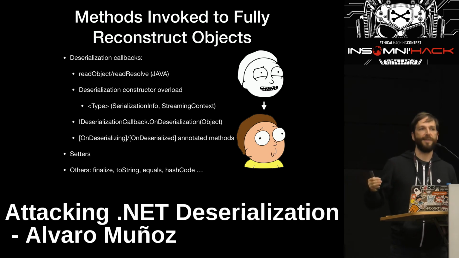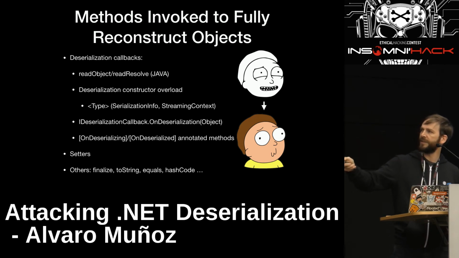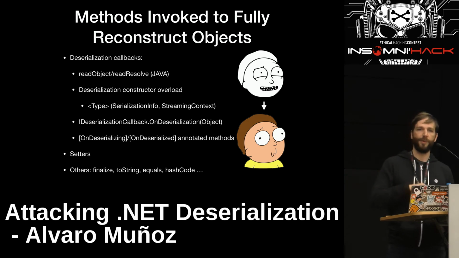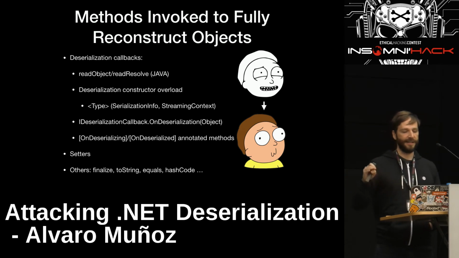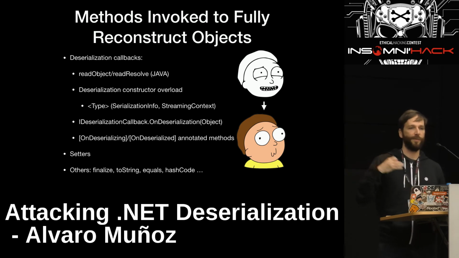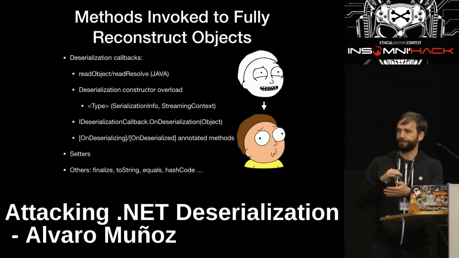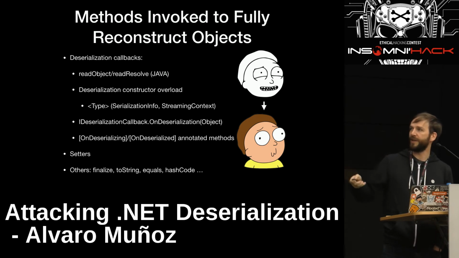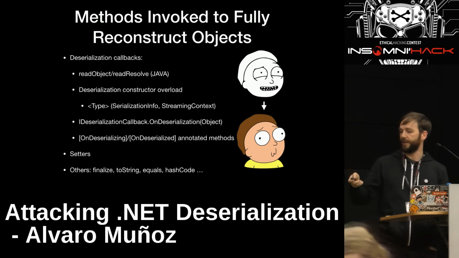So in .NET, we also have this kind of callbacks. We have the deserialization constructor. We have some deserialization callbacks, like OnDeserialization, for example. And we also have some annotations that we can use to let the framework know which method should be invoked during the deserialization process. Apart from the binary format, normally in JSON and XML, the setters are also invoked, right? So basically, we invoke the default constructor, we reconstruct the object, and then we invoke the setters in order to populate the values of the different properties of the object. So with that, we fully reconstruct the object, but there is some code that is executed.